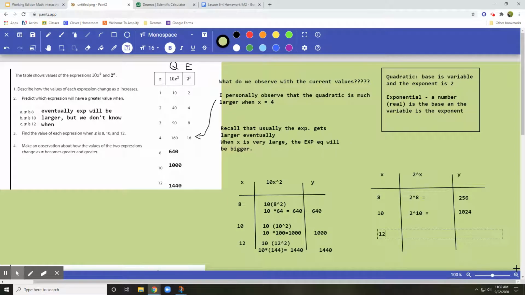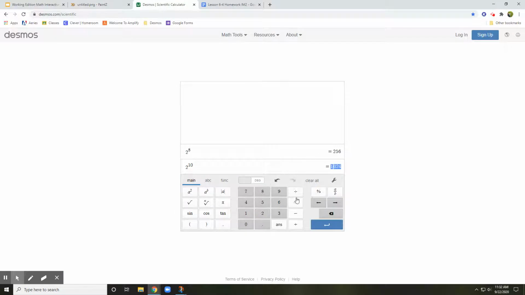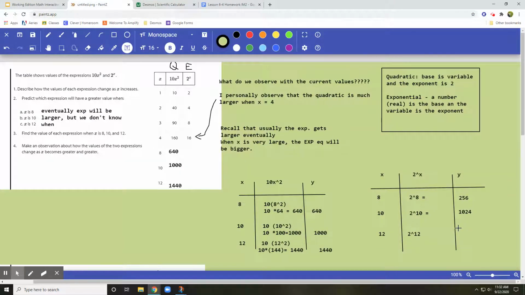All right, so 12. Let's see. 2 to the power of 12. Well, that's just like taking this and multiplying it by 2. So that's 1,000 times 2 is going to be something like 2,000. 2,000 times 2 is going to be something like 4,000. So we're expecting something in the high 4,000s. All right, so let's try it. 2 to the power of 12, 4,096. Right, so our answer here is 4,096.